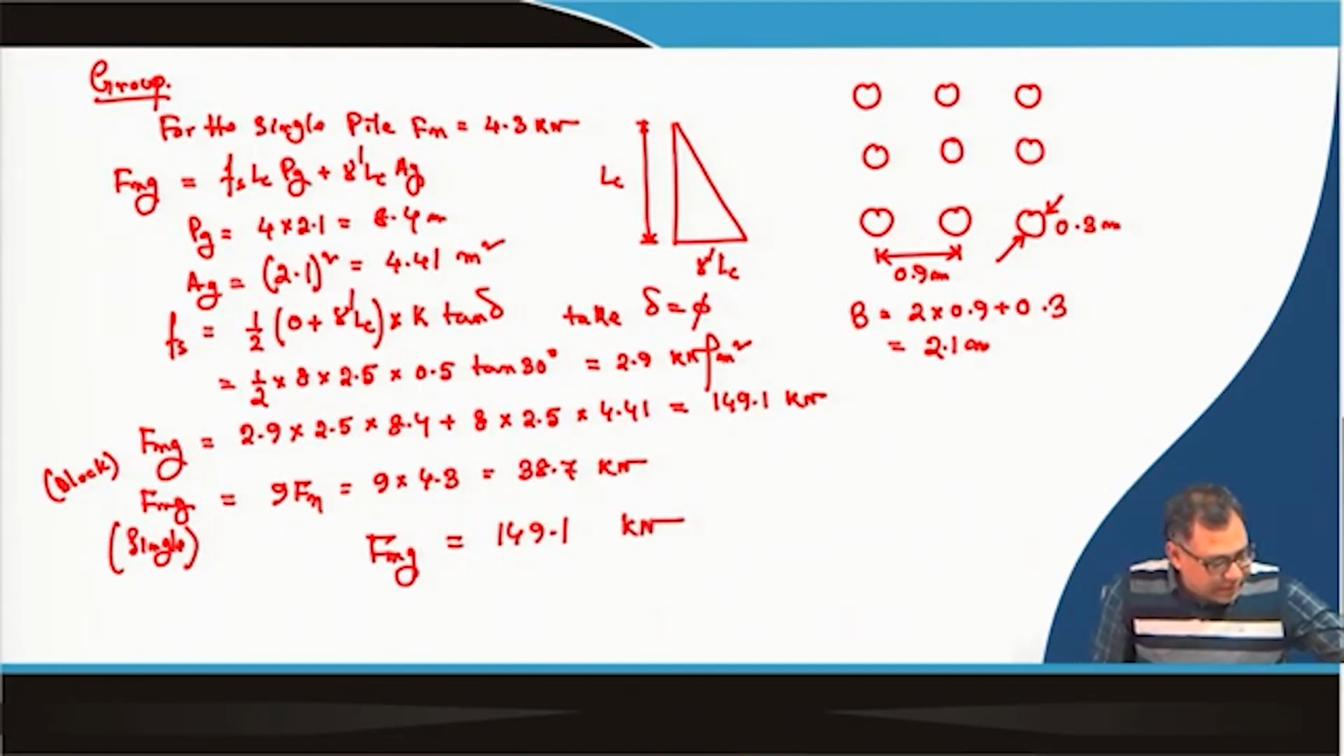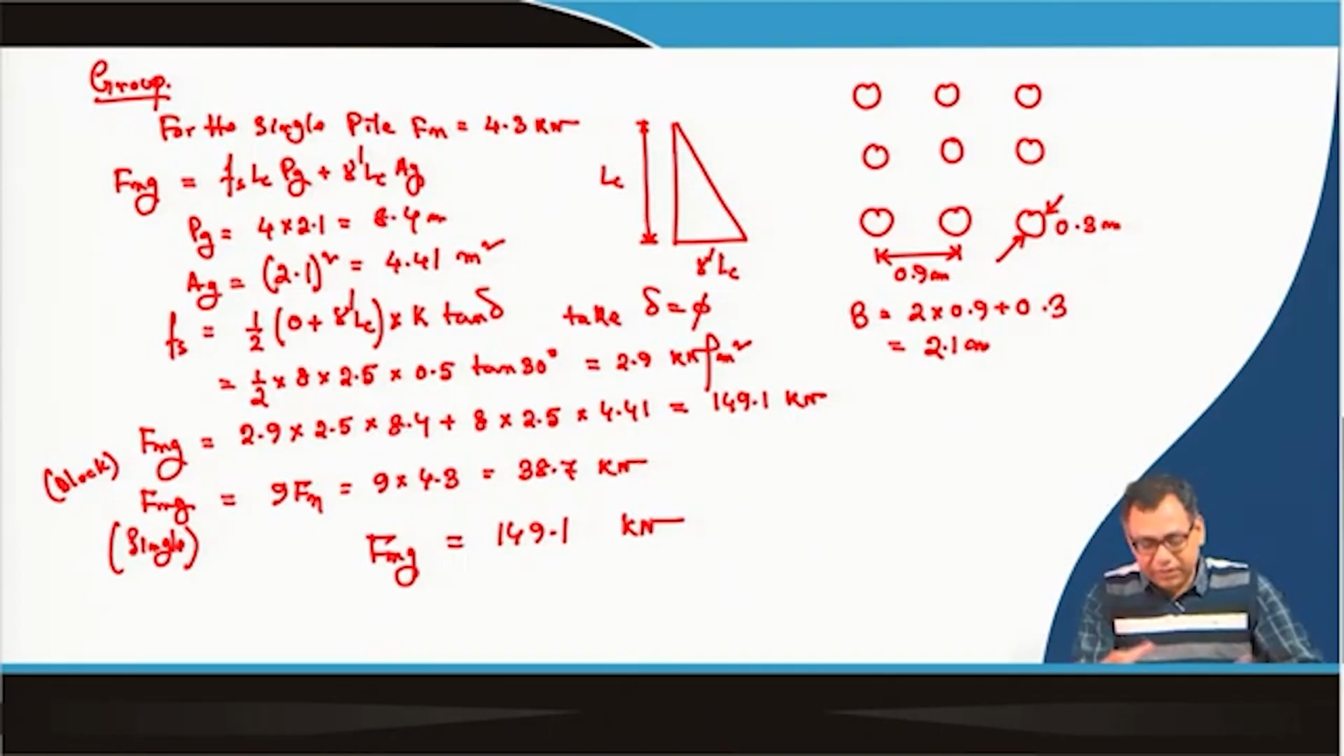So this way we can determine the negative skin friction for the group pile as well as for the single pile for different cases. I have discussed case 1, case 2, and case 3 is straightforward, which is the same as case 1. One thing I want to mention is that for the tip or point bearing pile, the negative skin friction influences the bearing capacity of the pile, and for the floating pile it influences the settlement of the pile. So this is one piece of information.